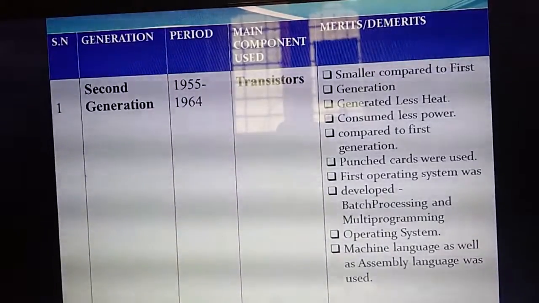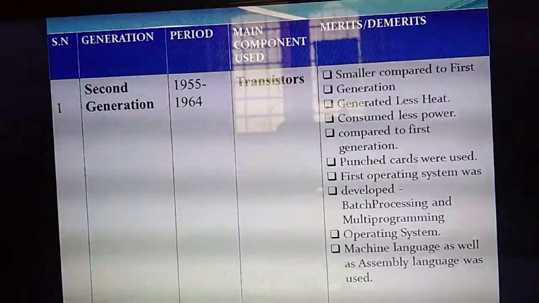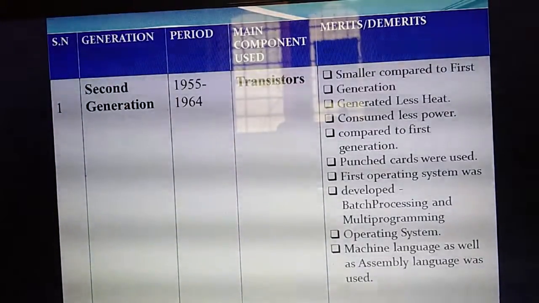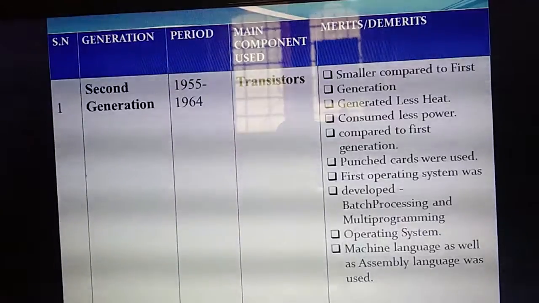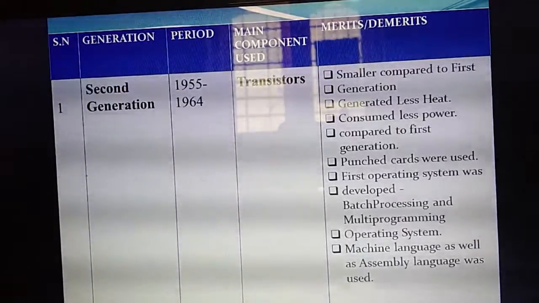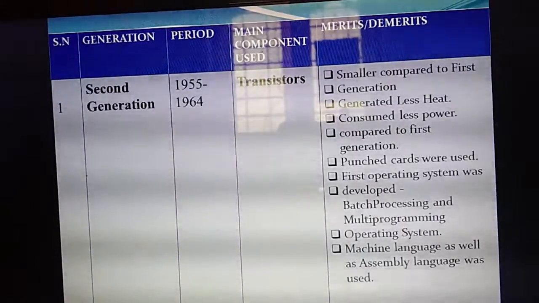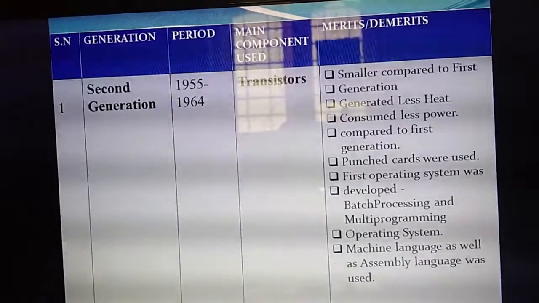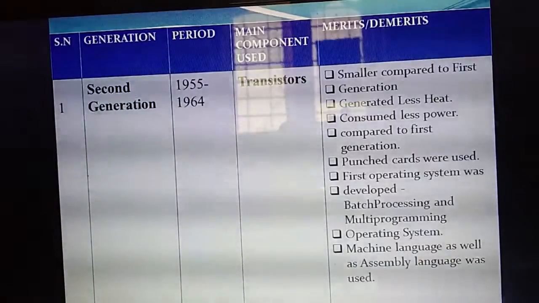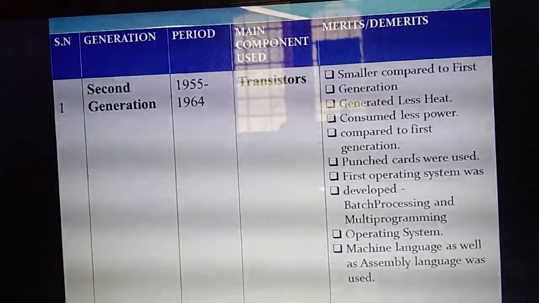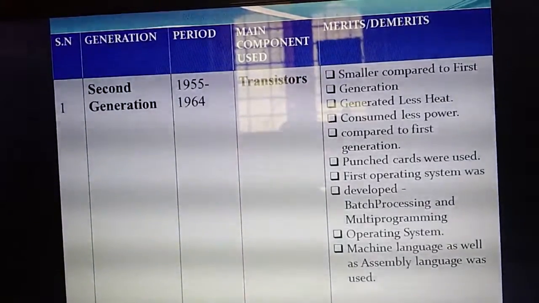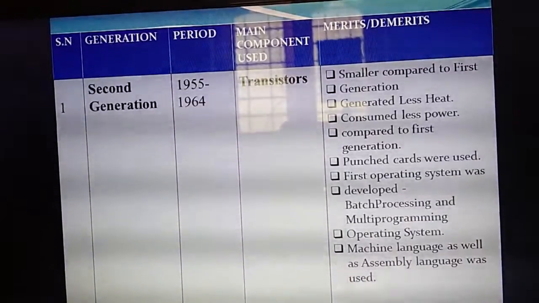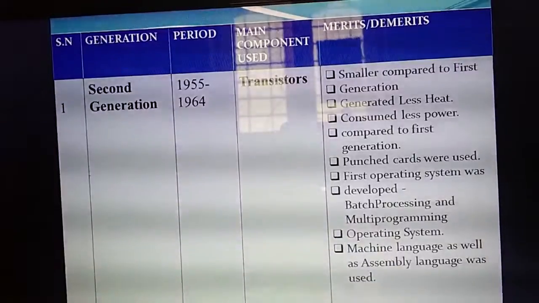First generation is over. Then which generation are we going to? Second generation. So these years and all you need to write correctly, then only you will get full marks; otherwise they will reduce 2 or 3 marks. The first generation ends in which year? 1955. So the second generation starts at which year? 1955 to 1964. Understand? Which component did they use? Transistors.